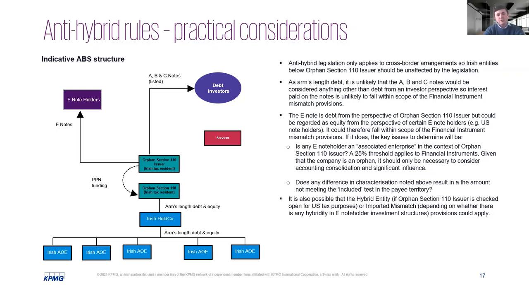But if there's an associated enterprise there, then you need to go through the different hybrid mismatch outcomes that could potentially arise to see if you can be caught. One important point to note here: I said earlier on that generally timing isn't an issue. This is the one exception. With financial instrument mismatches, in addition to the fact that the non-taxation would need to be because of a difference in characterization of the interest or the note, there is a timing point.